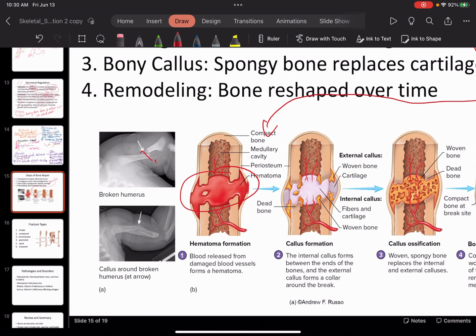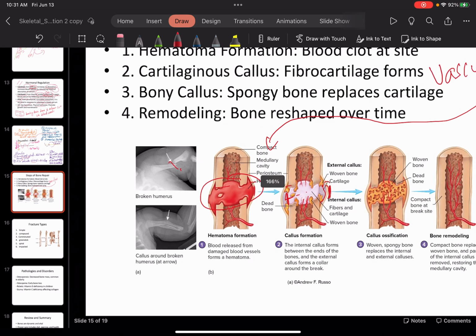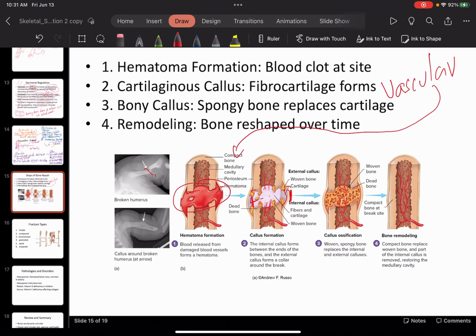internal callus forms wherever between the broken edges. Also callus is formed in a collar region around the break. So blood vessels penetrate through that, and woven bone starts forming. It's cartilage, because the long bones are formed from cartilage. So cartilage is forming over here, and blood vessels are going into that region.